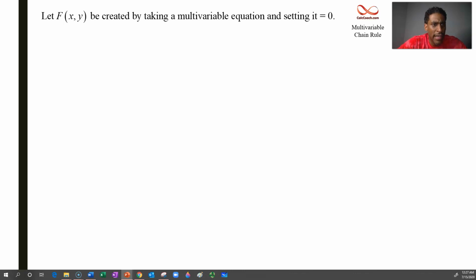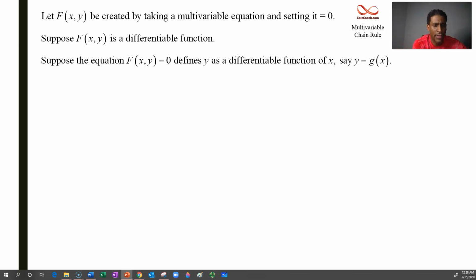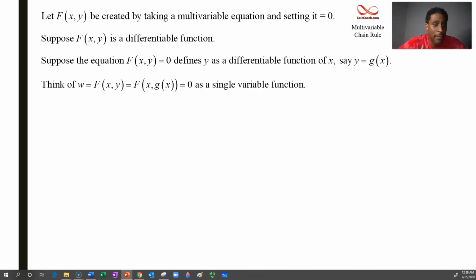Now here's your job. F is a differentiable function, and since the function is in the format of f of x, y equals 0, y is a separate function of x that we don't know, because the x and y are commingled together. y is defined implicitly as a function of x. Call it g of x. So what we can do is think about this multivariable function f of x, y as actually a single variable function. It's f of x and g of x. We're not going to actually physically replace y by g of x, so we don't even know what g of x is. We can't find g of x.